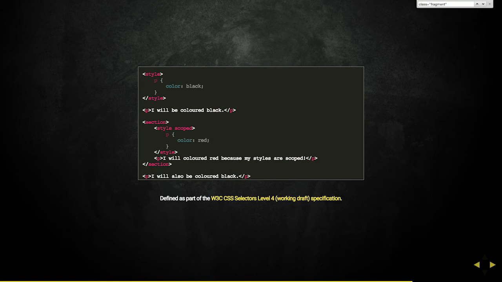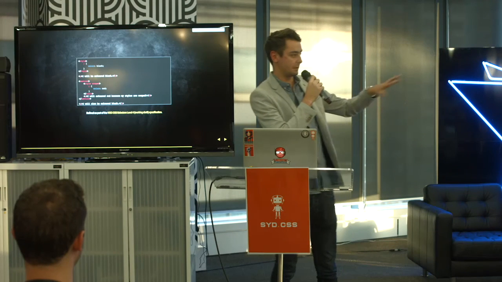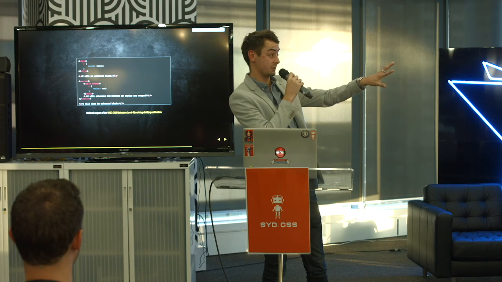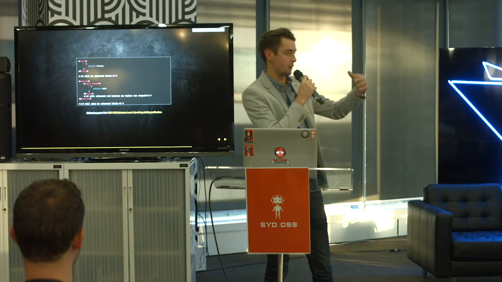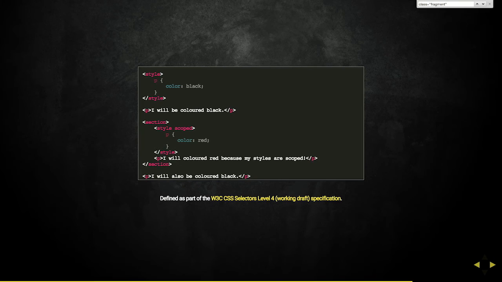Now, I don't know about you, but personally I hate seeing inline styles. I can't use my favorite preprocessors. It looks kind of ugly. But what they're basically saying here is that any paragraph tags under the section tag will be colored red. Other paragraph tags on the page will be colored black.